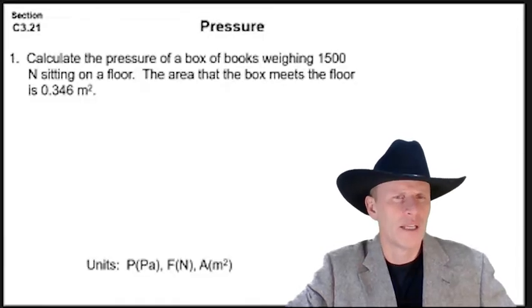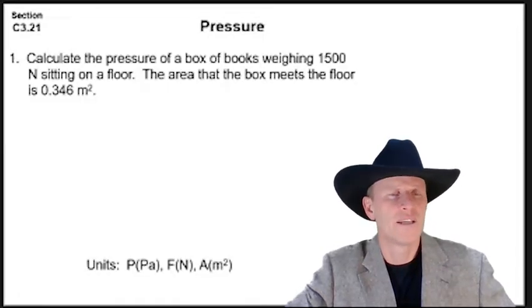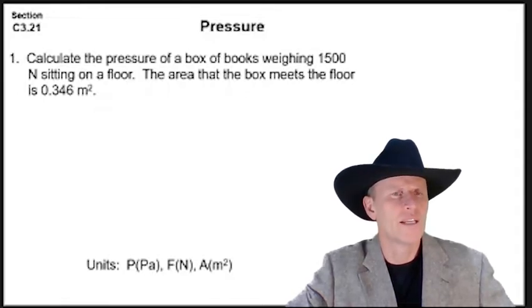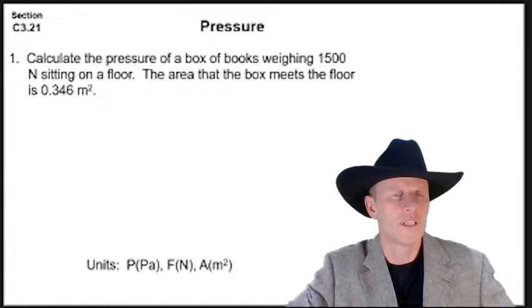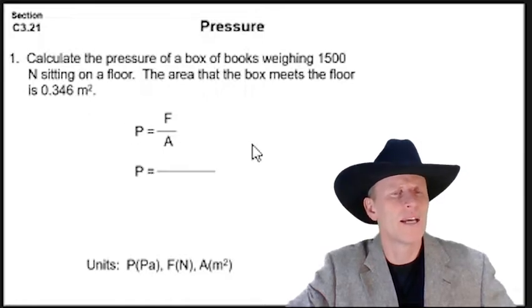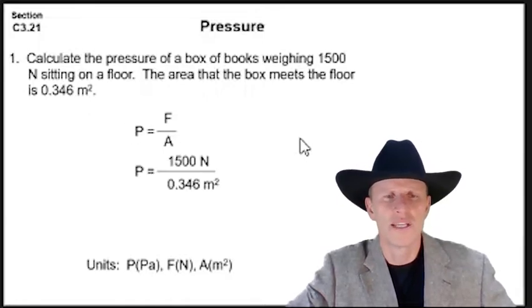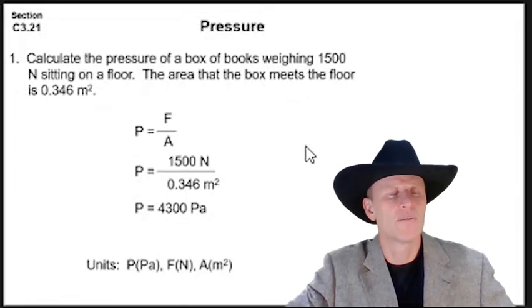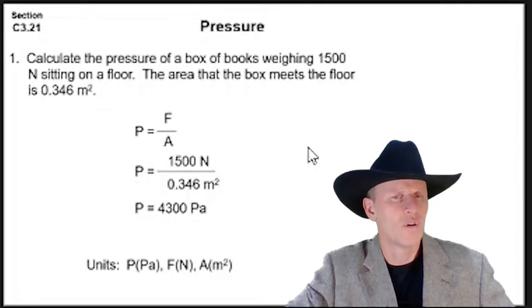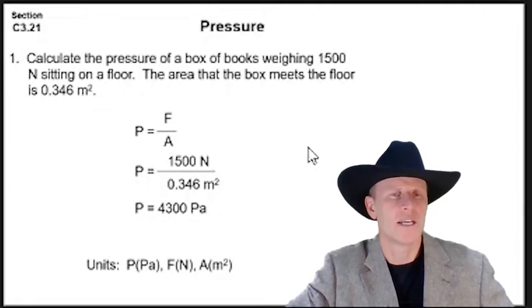For example, calculate the pressure of a box of books weighing 1,500 newtons sitting on a floor. The area that the box meets the floor is given to be 0.346 meters squared. 1,500 newtons would be the force, and 0.346 meters squared would be the area. Inserting those in and dividing, we end up with 4,300 pascals. And since a Pascal is very small, a lot of times you'll see kilopascals.